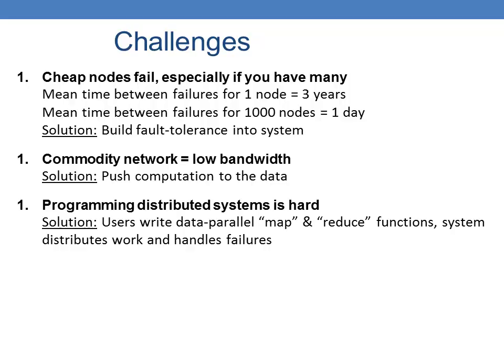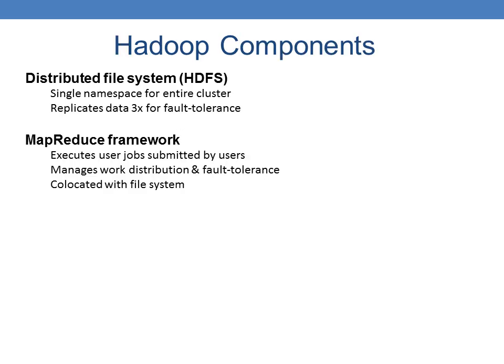Challenges: cheap nodes fail, especially if you have many. Mean time between failures for one node is 3 years; for 1,000 nodes it is equal to 1 day. Solution: build fault tolerance into the system, so it automatically recovers. Commodity network means low bandwidth. Solution: push computation to the data. Programming distributed systems is hard. Solution: users write data parallel map and reduce functions, and the system distributes the work.